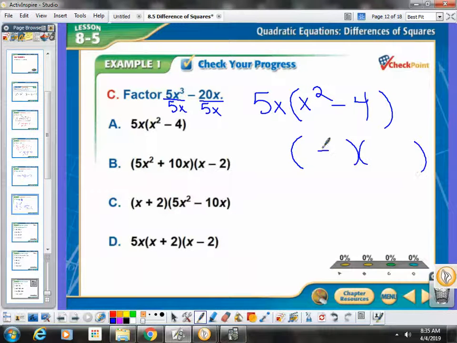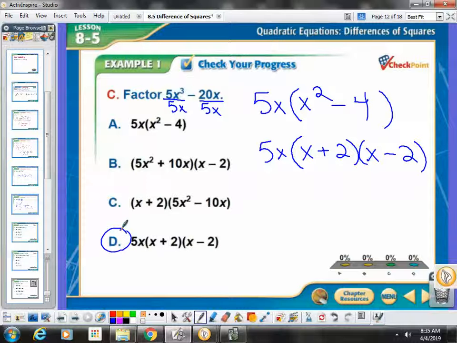We know one's going to be a plus and the other's going to be a minus, and I could have flip-flopped that plus and minus sign. And of course, we'll do what with that 5x? Just write it down. So what is the square root of x squared? We'll lead with x in each parenthesis, and the square root of 4 is 2. We'll follow up with 2's in our parentheses. So our correct answer here is letter D.